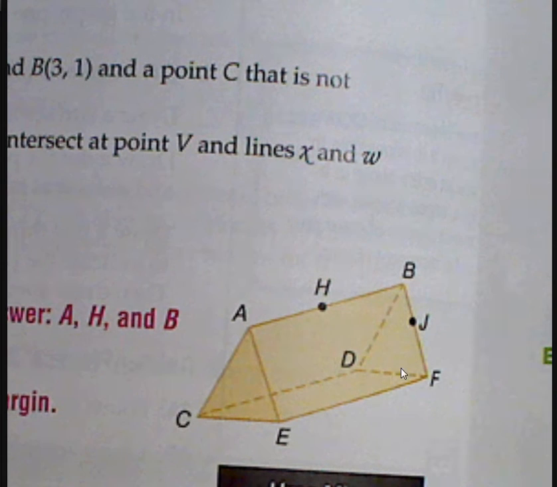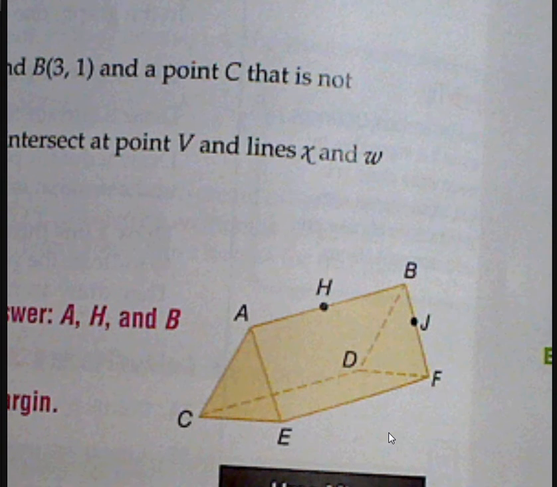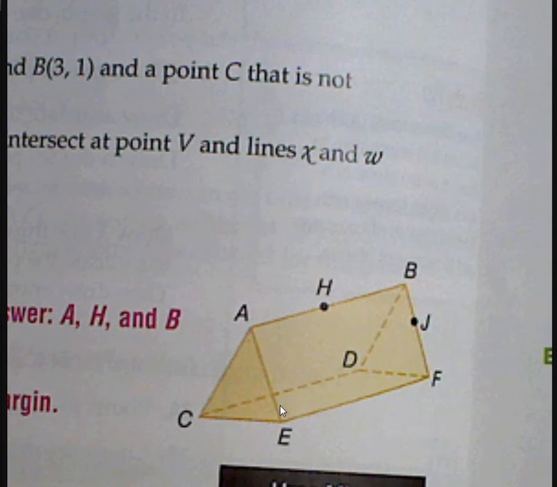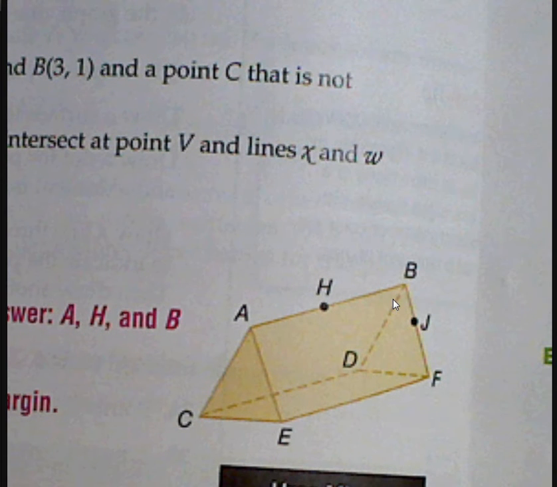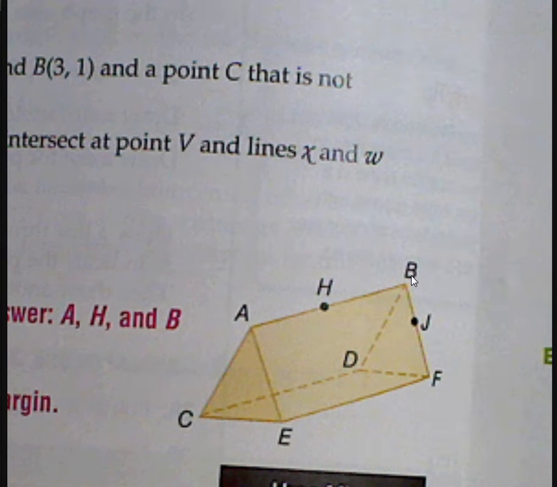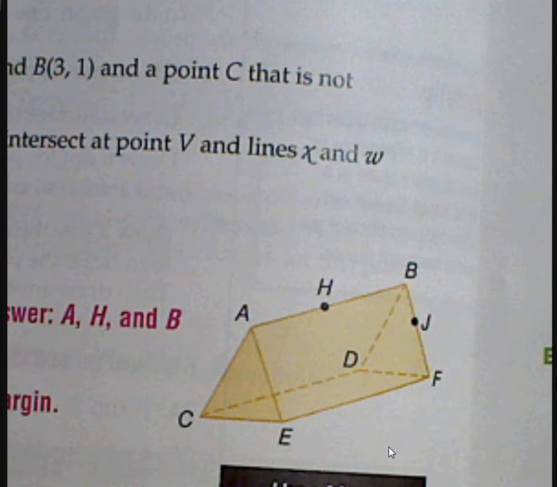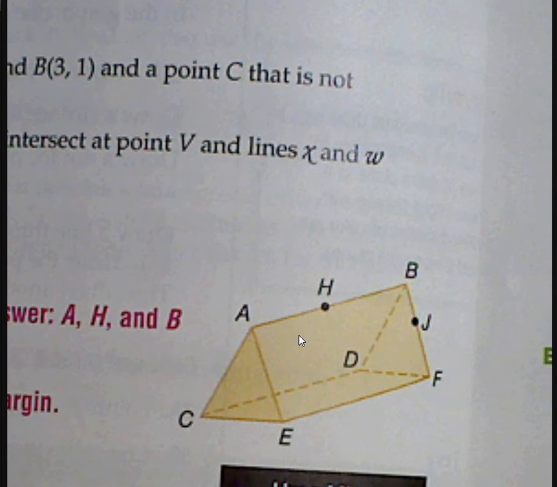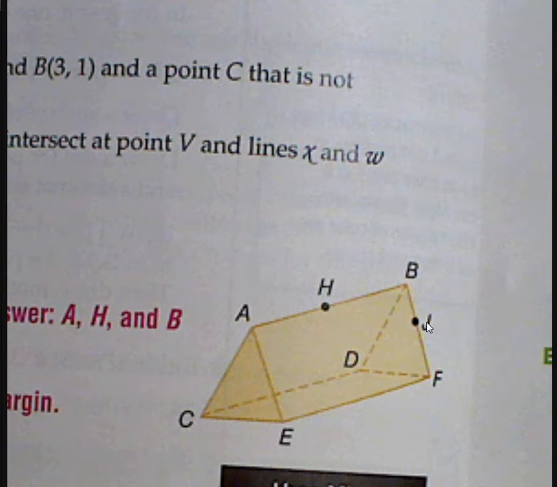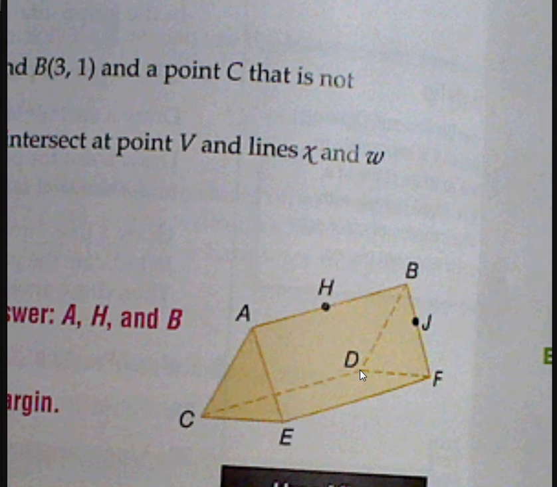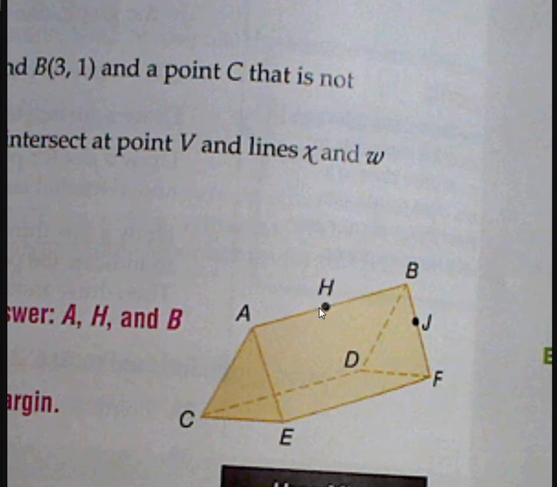Name 3 points that are collinear. Collinear makes a line, 3 points, A, H, B make a line, or B, J, F. Are points A, H, J, and D coplanar? The answer has to be no, because D is not on the same plane as A, H, J.